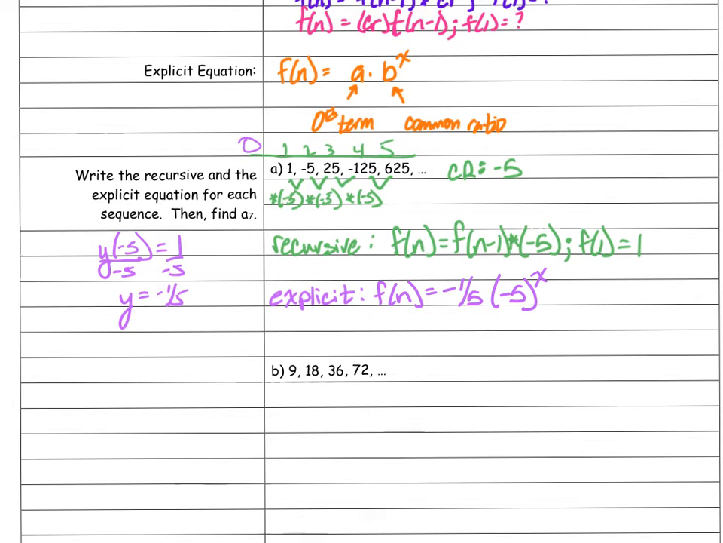Okay? And then the last thing I need to do is find f of 7. So I'm going to put that into my calculator, into my formula. So I have -1/5 times -5 to the 7th power. I would do -5 to the 7th power and then divide by -5. That's the easiest way because that's what a fraction is.